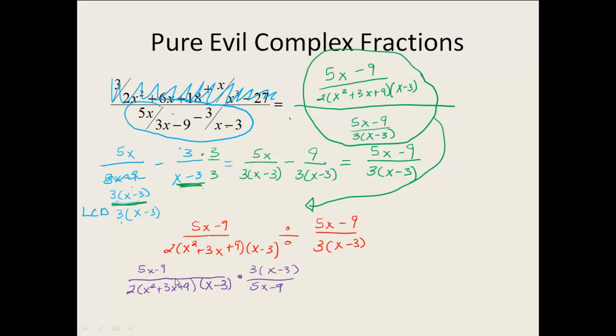Alright, when I rewrite this and multiply it by the reciprocal, I see that I can start canceling some things. The x minus 3 and the x minus 3 cancel each other out. The 5x minus 9 family and the 5x minus 9 family cancel out. I cannot cancel this 3 with that 3 right there because the 3 on the bottom here is part of a family. So on top I'm left with 3, and on the bottom I'm left with 2 times the quantity x squared plus 3x plus 9, and that would be my final answer for that one.